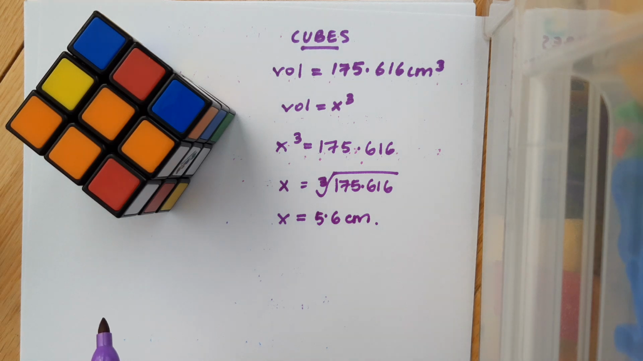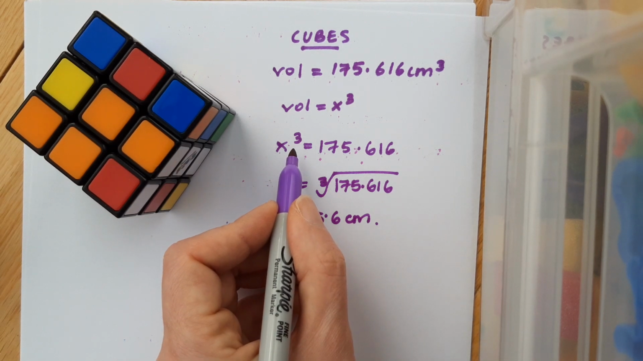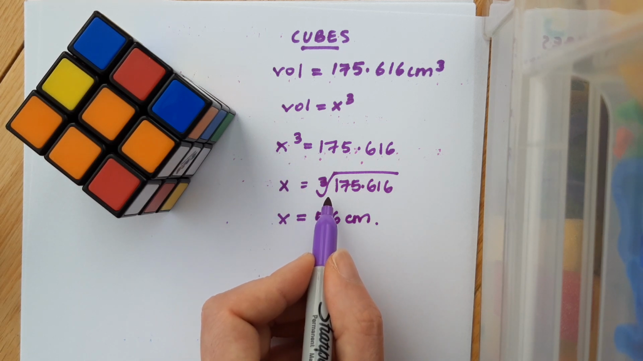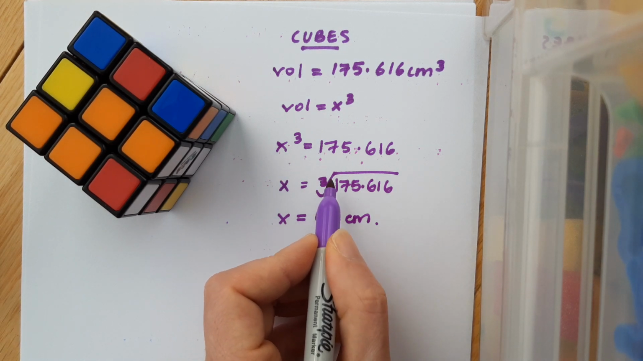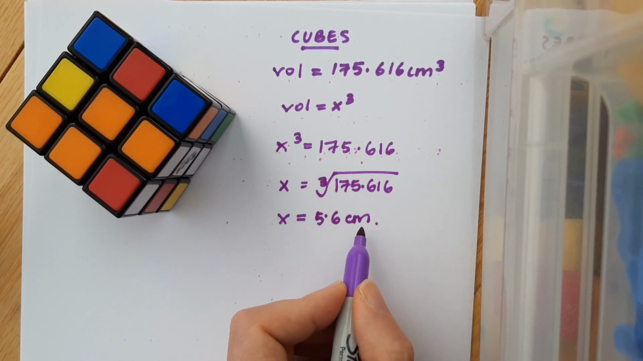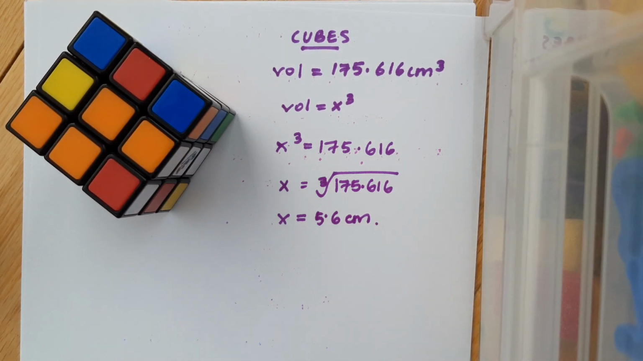175.616. Things to watch out for again, if you have the cube of a number and you want to work out the number, you cube root it. See how that little 3 is tucked into the root symbol? And don't forget to put in your units in your solution.